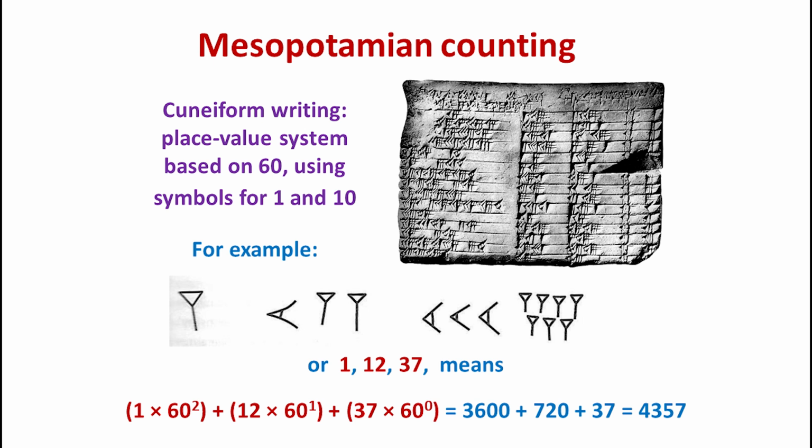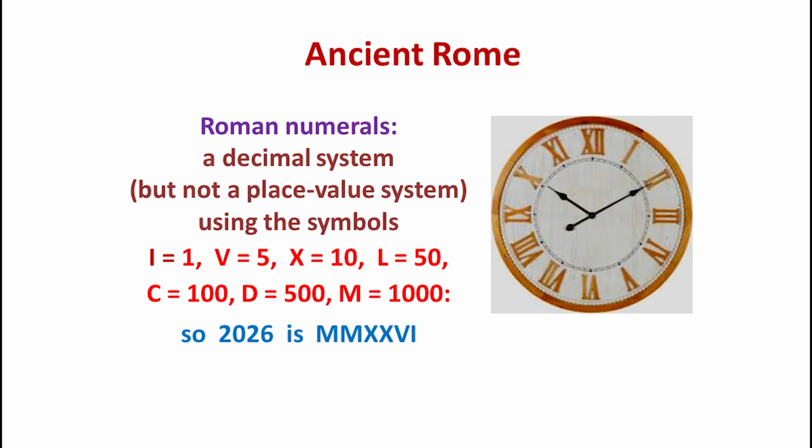They used a place value system, but it was based not on 10, but on 60, a method of counting we still use to measure time, with 60 seconds in a minute and 60 minutes in an hour. Then, using just these two symbols for 1 and 10, they'd write a number such as 1, 12, 37 to mean 1 lot of 60 squared plus 12 lots of 60 and 37 units for our decimal number 4,357.